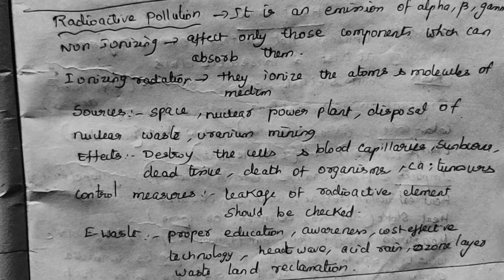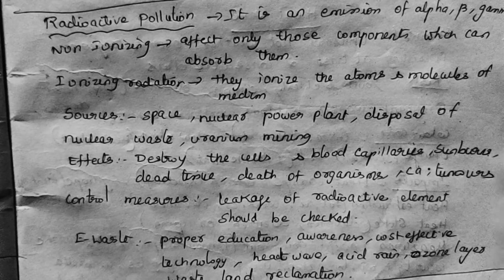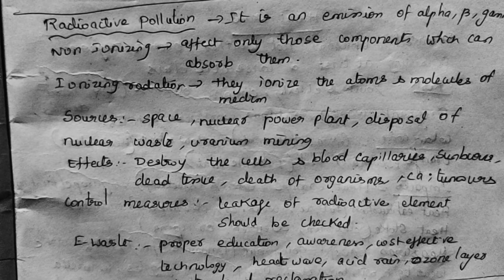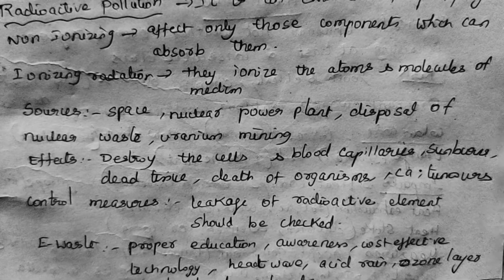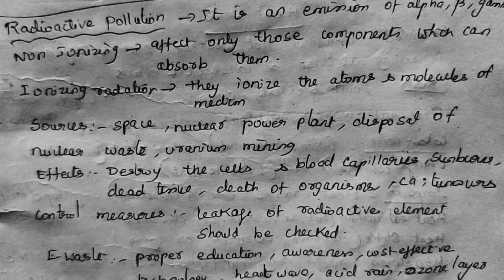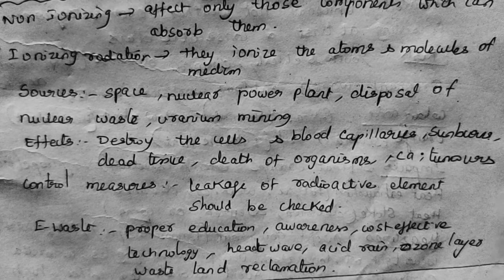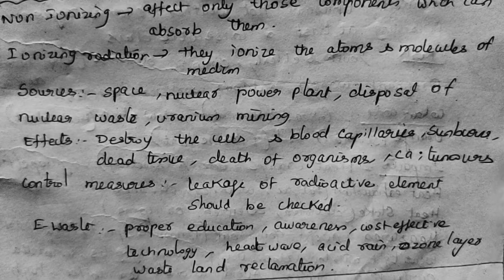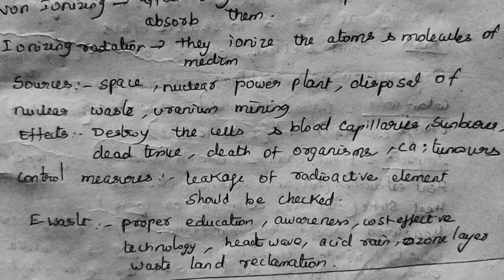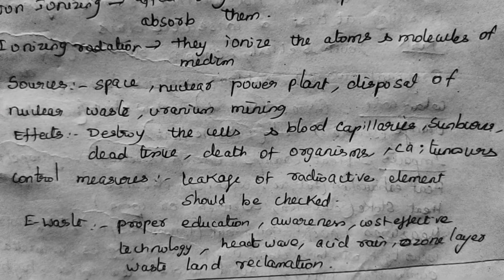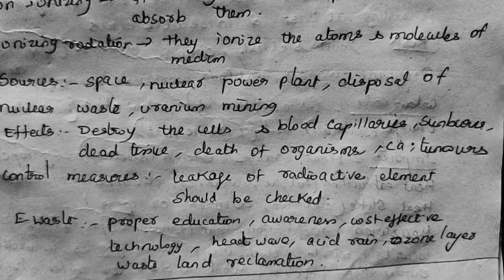The next one, radioactive pollution. It is the emission of alpha, beta, gamma, and non-ionizing radiation, where only those components which can absorb them are affected. And ionizing radiations ionize the atoms and molecules of the medium. And the sources: space, nuclear power plants, disposal of nuclear waste, uranium mining. And the effects: destroys cells and blood capillaries, and then sunburns, dead tissues, and death of organisms. Sometimes cancer and tumors will be there.